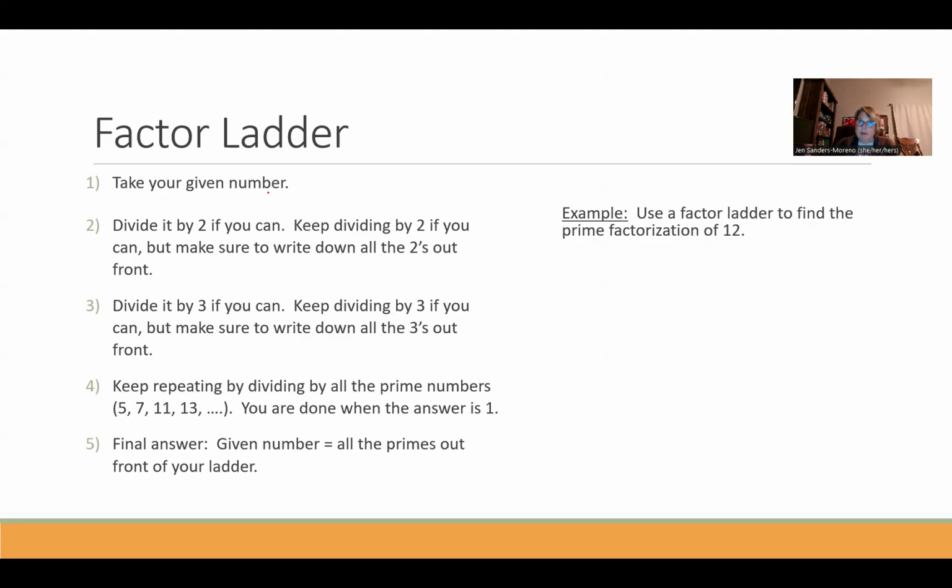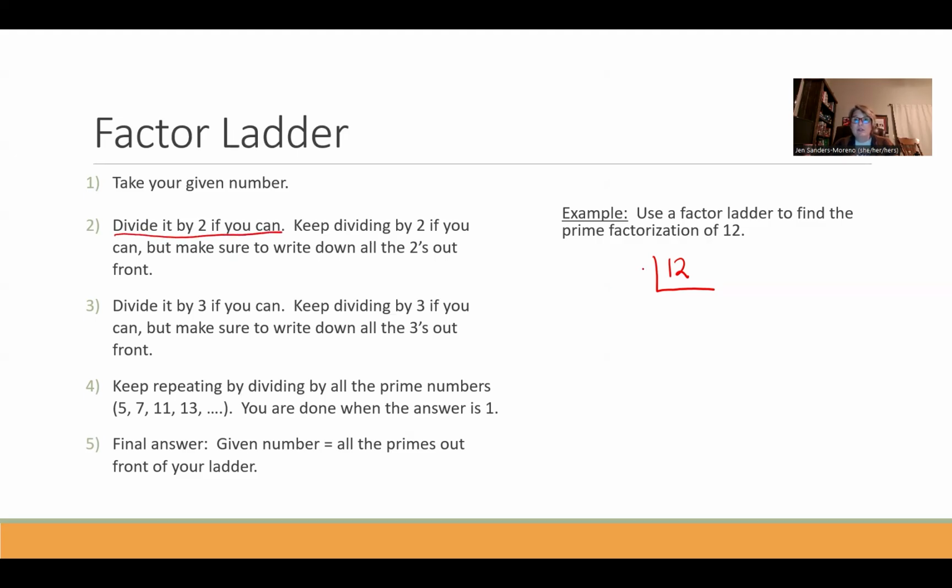Okay. So you take your given number. Great. That's a great first step. What am I supposed to do with it? What you're supposed to do with that given number is you're going to do an upside down L or an upside down division. Now, what you're going to do every single time, no matter what this number is, you're going to try to divide it by two if you can.